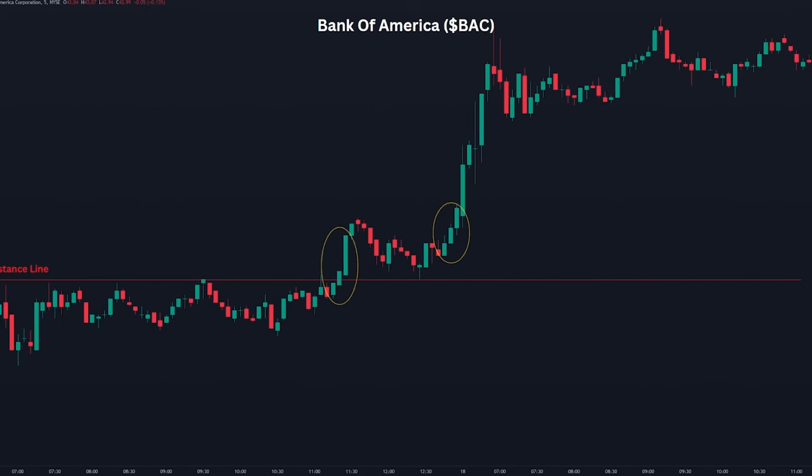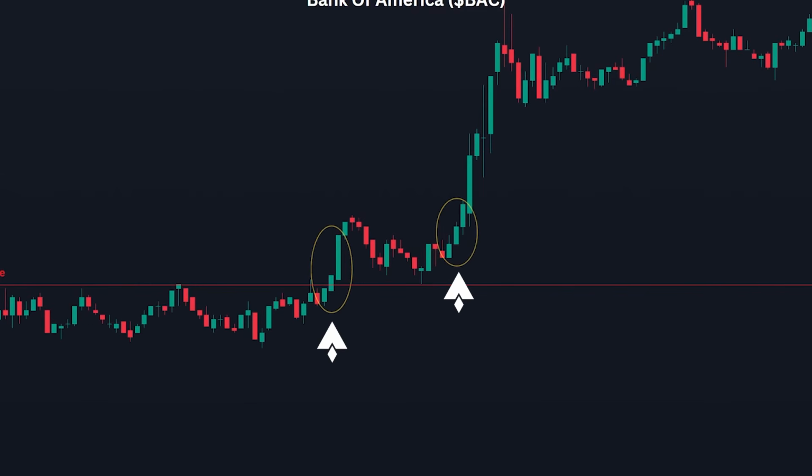Looking at the 5-minute Bank of America chart, we see 2 formations of 3 white soldiers patterns. Notice how the prices started trading in an extreme uptrend after the formation of the second pattern.